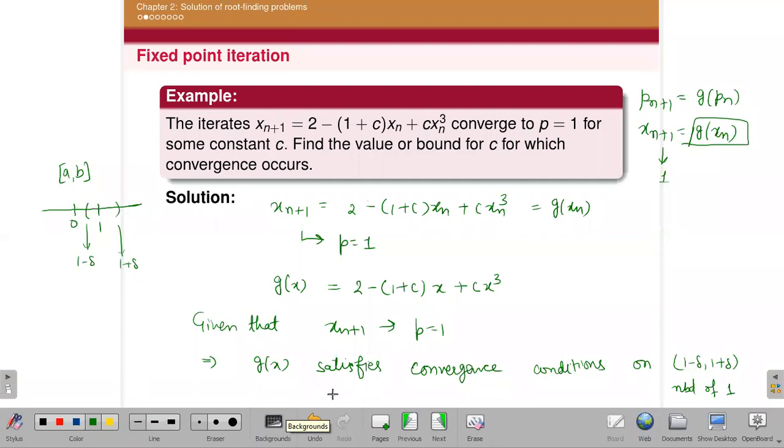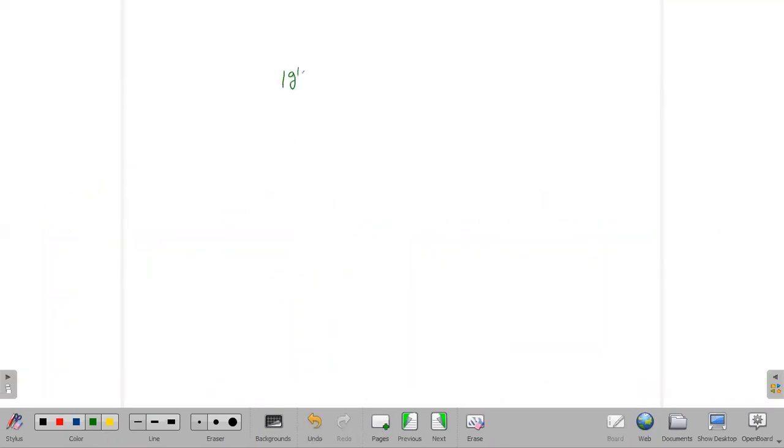Okay. So here it satisfies three conditions. The three conditions mean continuity, maps into itself, and the derivative should be strictly less than 1. Continuity will not give you the c value, and maps into itself may give you the c value, but we just take the third condition, that is the strictly less than 1 condition. g dash x is less than 1.